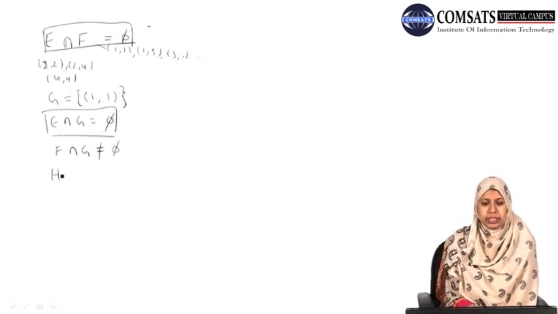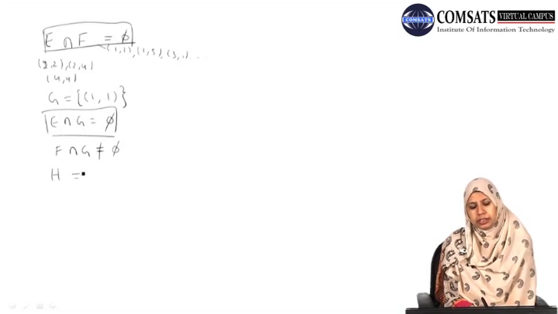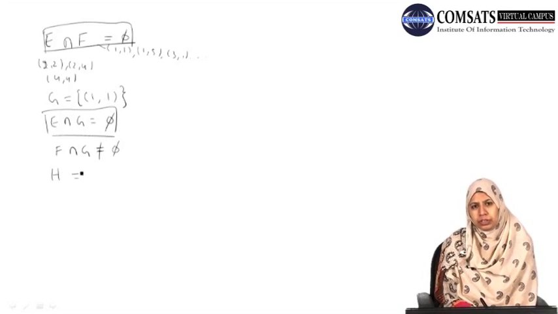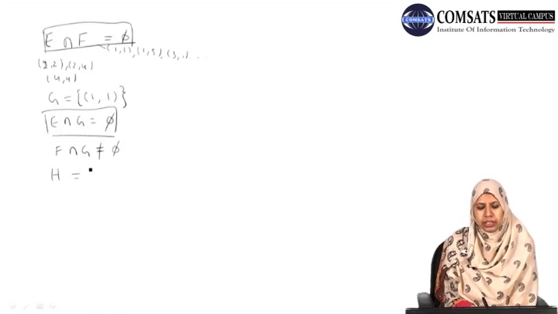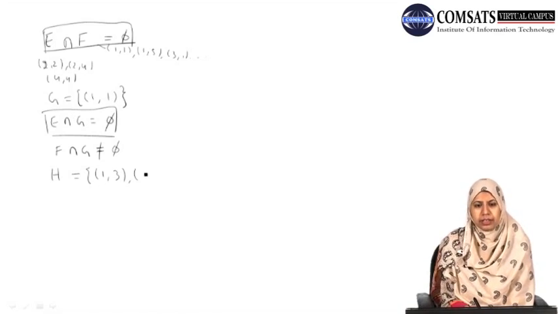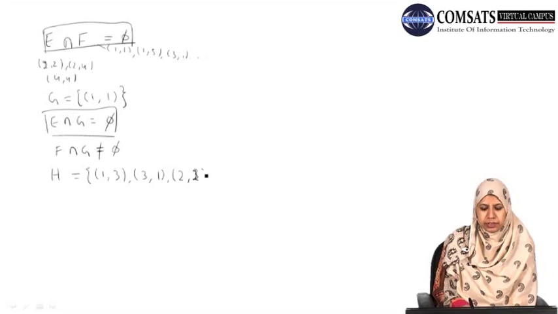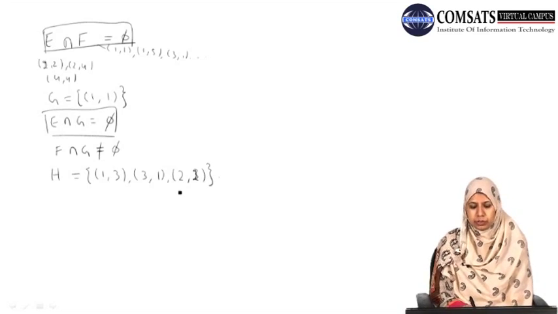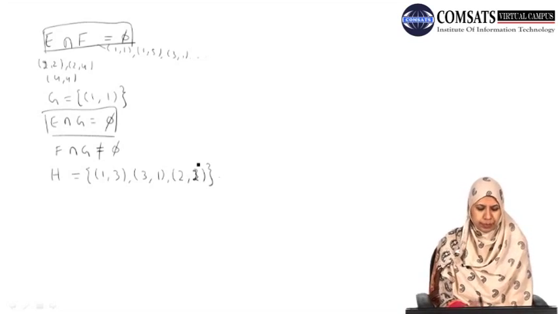Now our event H. Event H is the event in which the sum of the numbers on both the dice equals 4. So we have three possibilities. Either the first number is 1 and the second number is 3, or the first number is 3 and the second number is 1, or the first number is 2 and the second number is also 2. So these possible outcomes result in the sum of the numbers on both the dice being equal to 4.